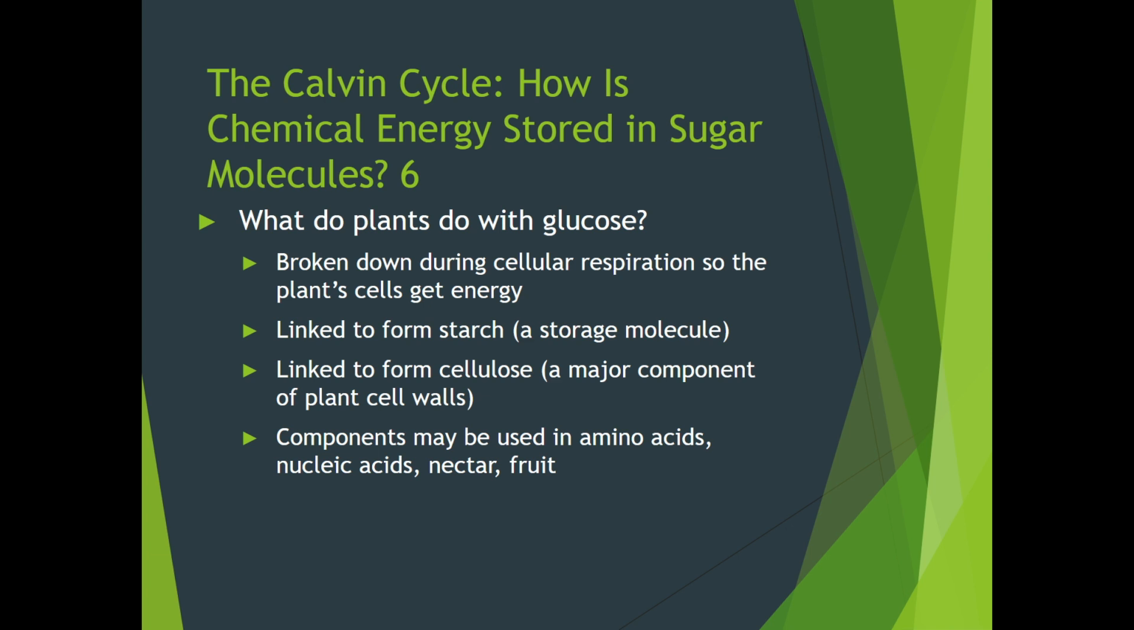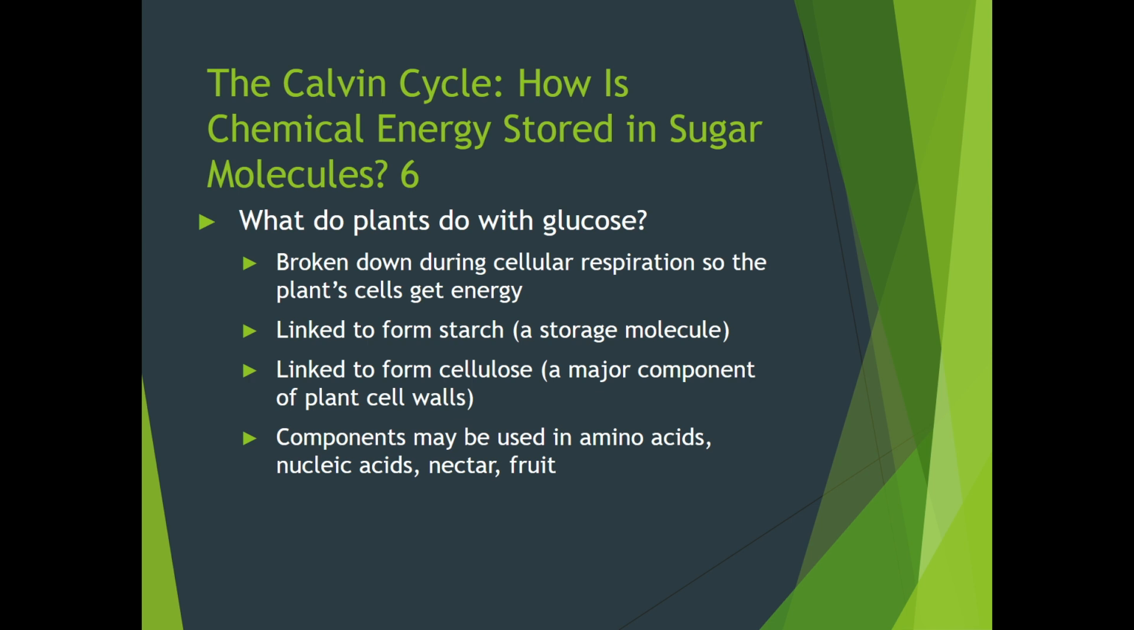So what do plants do with the glucose once they make it? What do plants do once we've done the light-dependent and light-independent reactions, once the Calvin cycle has produced its glucose? Well, it's broken down during cellular respiration. Plant cells essentially create their own glucose, then use it in cellular respiration to produce their own energy.